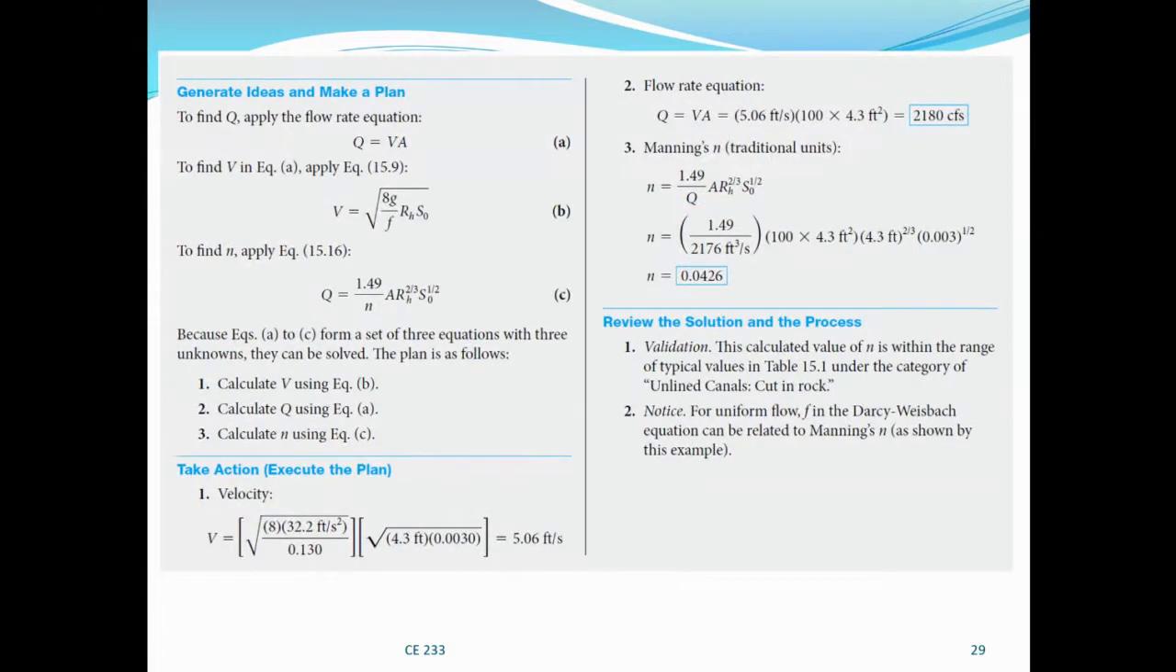Now, we use Chezy's formula to find the velocity. We have F, we have RH, we have S naught. We found the velocity and the flow rate as well. And then to find Manning's n, we go back now because we know the flow rate using Chezy's formula. So all other parameters, the area, RH, S naught are known, so we can determine n. Simple. This is the Manning's roughness coefficient for this channel.